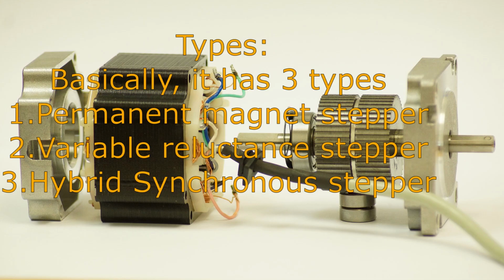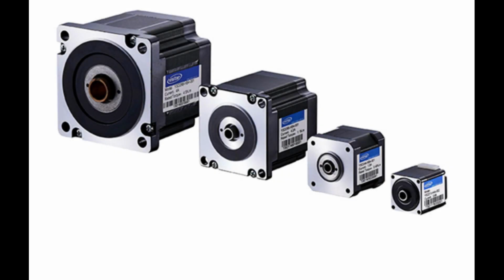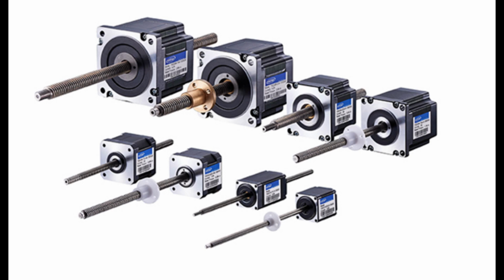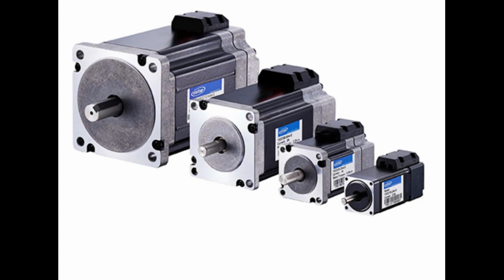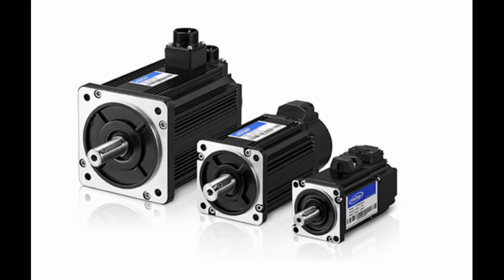Types. Basically, it has three types: permanent magnet stepper, variable reluctance stepper, hybrid synchronous stepper. Types of shafts. Stepper motor also comes with different types of shafts like hollow shaft, linear shaft and etc. There are different types of functions of a stepper motor like closed loop, brake, closed loop and brake.